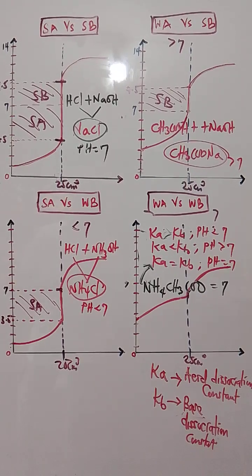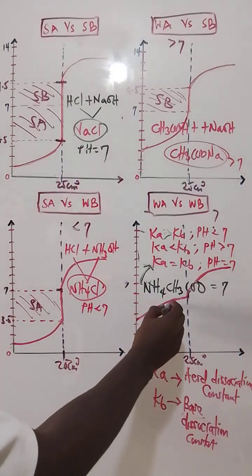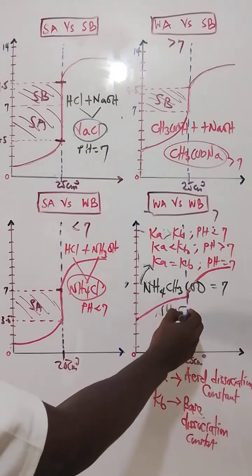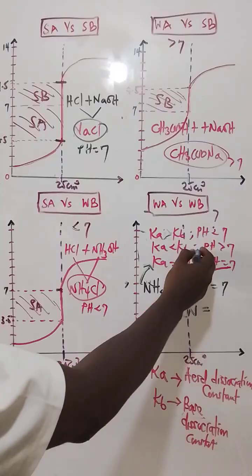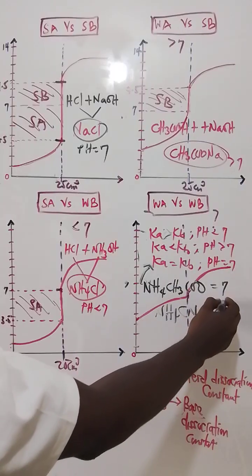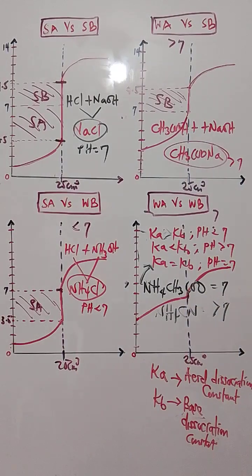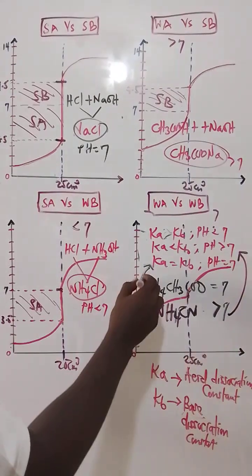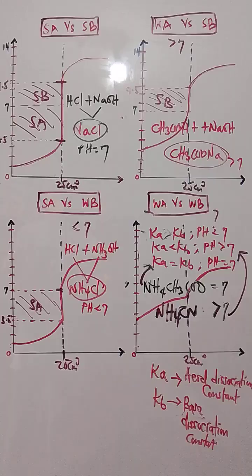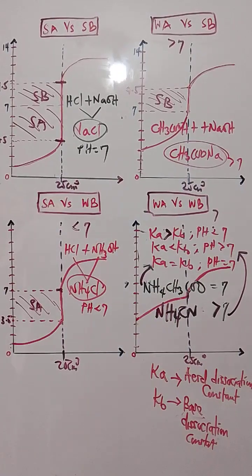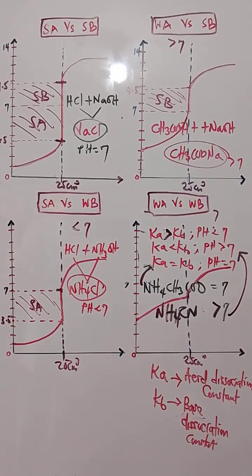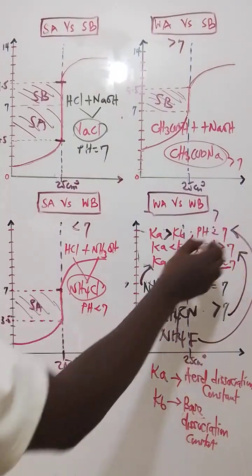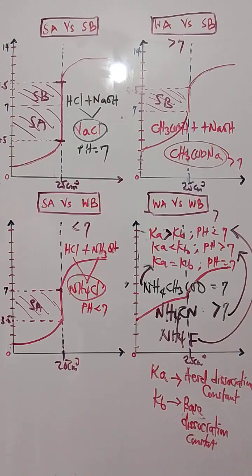But for ammonium cyanide, that will be CN here. It falls under the greater than 7 case. The pH is greater than 7 because Ka is less than Kb. Then for the first example here, we have a salt, and that is ammonium fluoride. It has a pH less than 7 because Ka is greater than Kb.